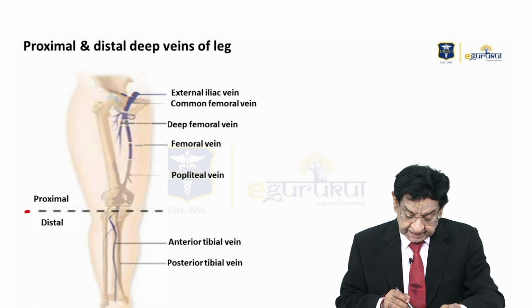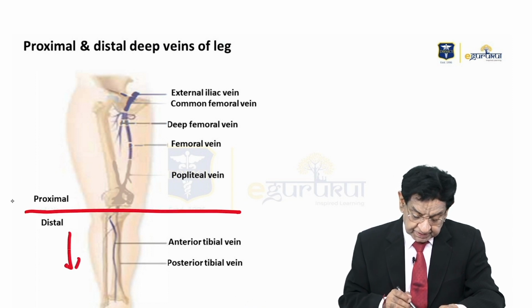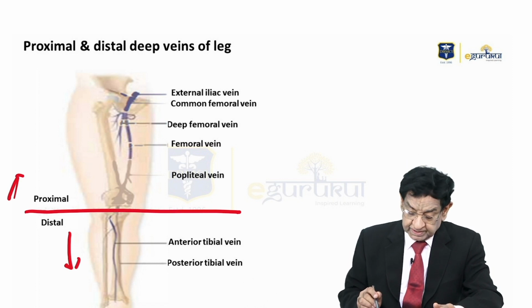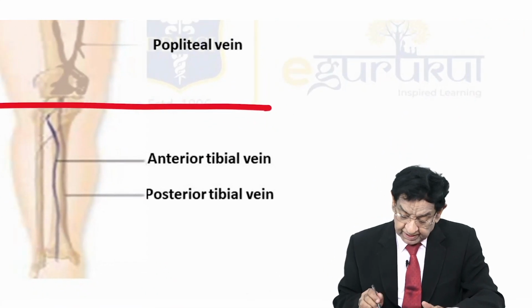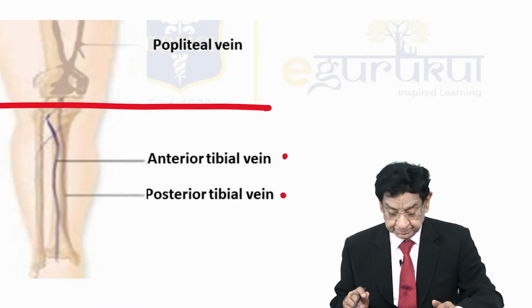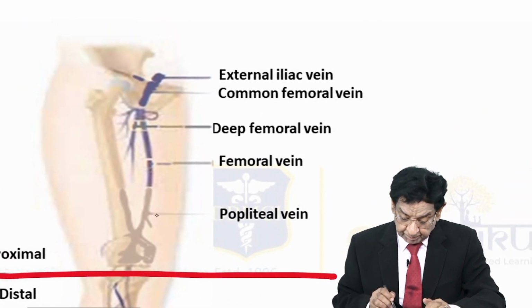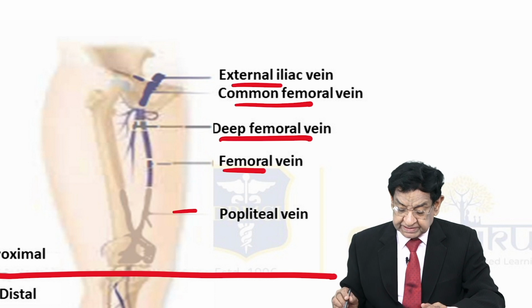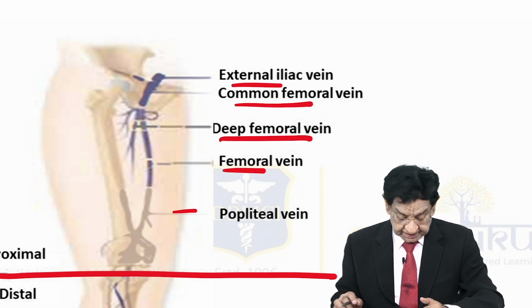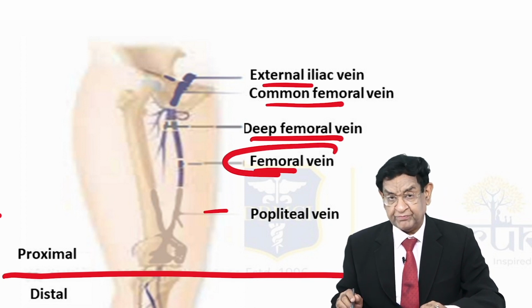Well, this is the knee joint. Below this is the distal part and above are the proximal veins. Here we have the anterior tibial vein and the posterior tibial vein. This is distal, and then after that we have the popliteal vein, femoral, deep femoral, common femoral, and external iliac veins. They are the proximal veins. Okay. Well, in our question we had the option of femoral vein.